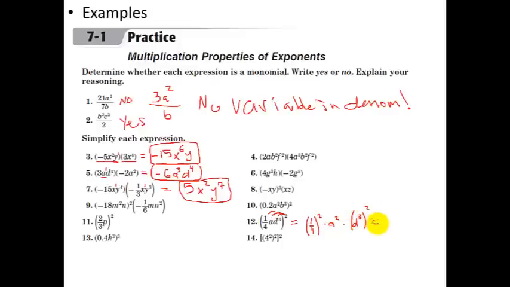Okay, so 1/4 squared is 1/4 times 1/4. That's going to give you 1/16 times a squared, d cubed squared. Now remember, this is a power of a power, so we have d cubed, and then we have another d cubed for a grand total of d to the 6th. So final answer. And don't be afraid to write these out in a couple of steps. There's no reason you need to do them all at once.